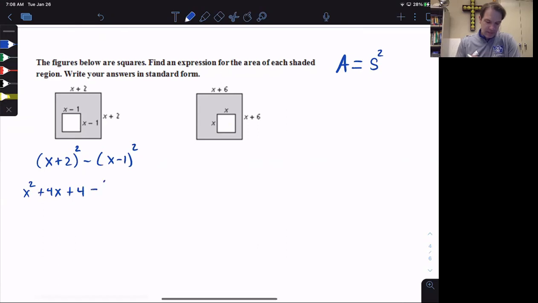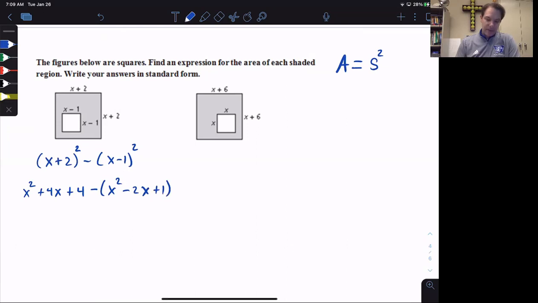Now, I have to make sure I put a parentheses here because I'm going to be subtracting all this. So I'm going to run the negative through eventually. I'll do the same thing. X times x is x squared. Multiply the two together. So x times negative 1 is negative x. And then I double it. So it's negative 2x. And negative 1 times negative 1 is a positive 1.